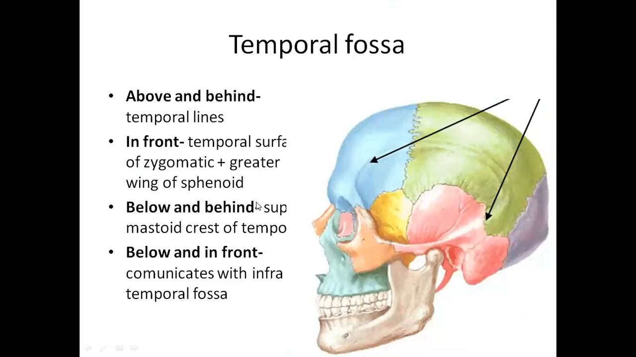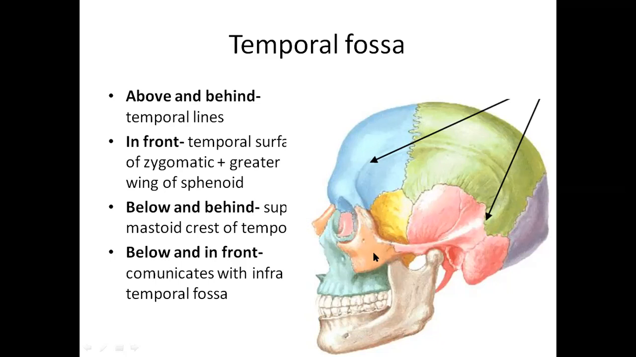Now if you observe this temporal fossa, whatever area we have above the zygomatic arch, you call this whole area the temporal fossa. So above and behind, what do we have? We have the temporal lines, the superior and inferior temporal lines. Now, this is in front. This is our fossa and this is the front area. So we have the temporal surface of the zygomatic bone, and this yellow bone is the greater wing of the sphenoid bone.